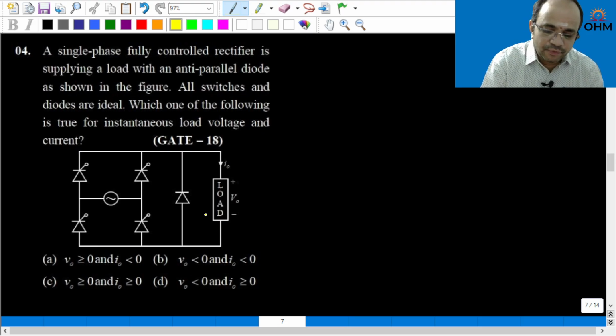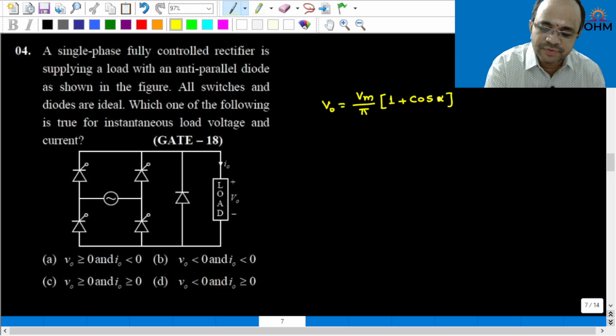Now, if you see here, this circuit is a single phase fully controlled rectifier with anti-parallel diode across the load. Therefore, for this particular circuit, average output voltage will be given by Vm by pi into 1 plus cos alpha, okay, 1 plus cos alpha. So because of this 1 plus cos alpha, we can say that average output voltage is always positive for any firing angle, okay.